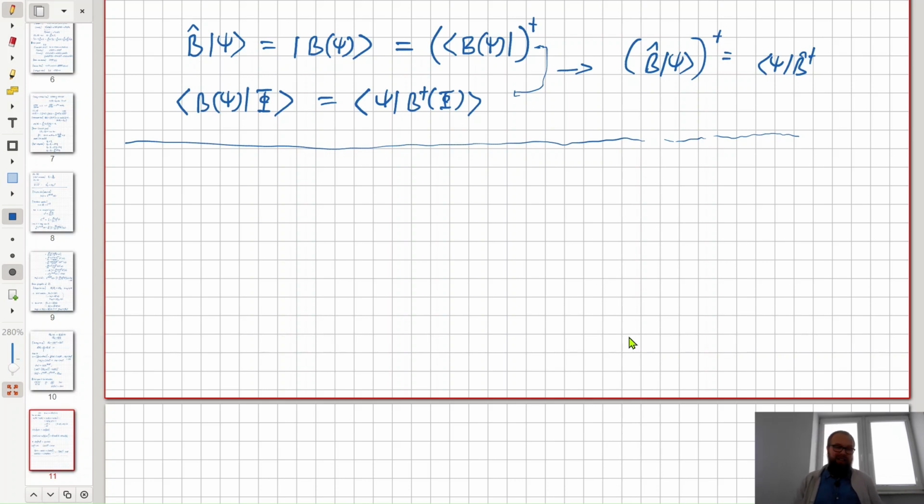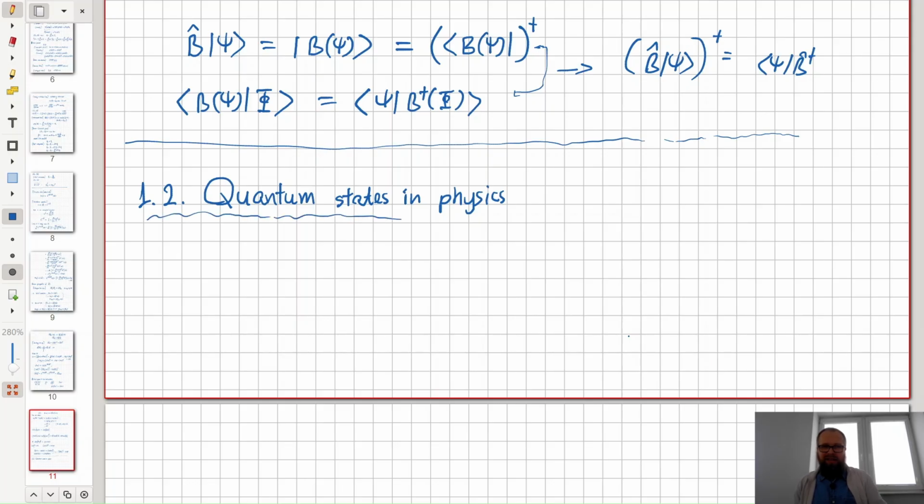Okay, finally. So I entitled this section, I forgot if I'm using the enumeration that I use in the notes, I don't remember, but just to orient ourselves: Quantum states in physics. That's how I entitled this section. All right, so we went on this journey.